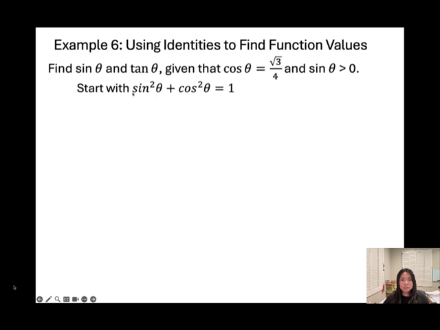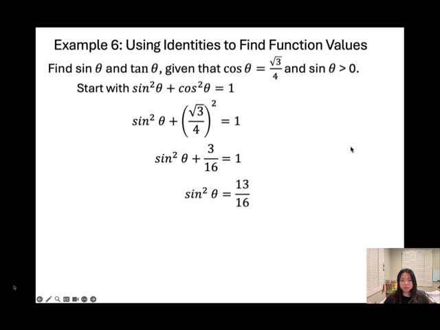Now let's start with this identity. We could plug in for the cosine here. Take the square of the square root 3 over 4, so that will be 3 over 16, right? And then we're going to subtract from 1 here. Okay, we have sine squared theta equal to 13 over 16.